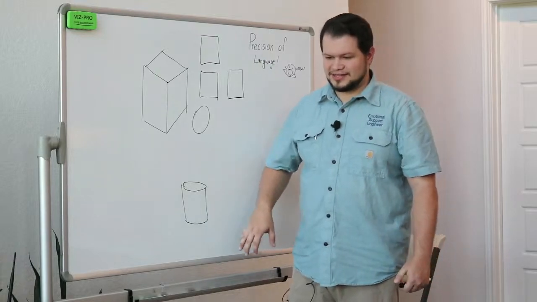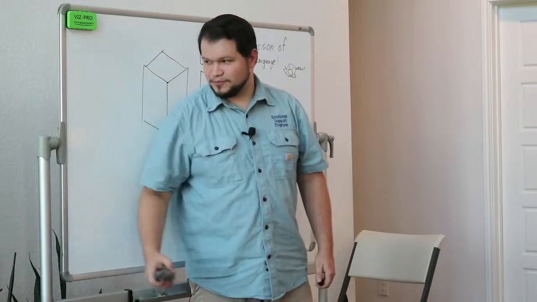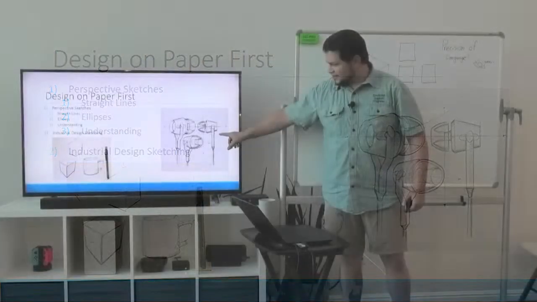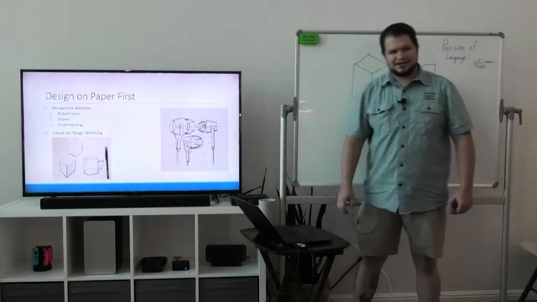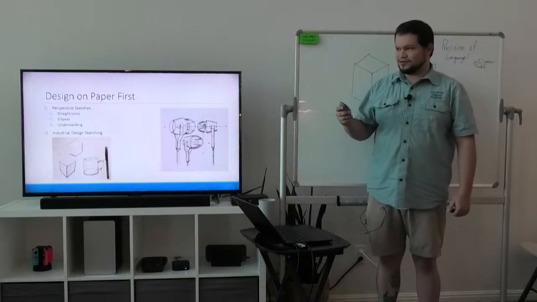When you look at this style that they have of, in this case, an earbud, all it is is a series of ellipses, straight lines, some more ellipses, and you can break it down into just that. There are lots of videos on YouTube where you can learn how to do that.